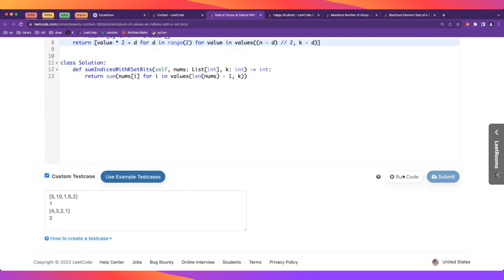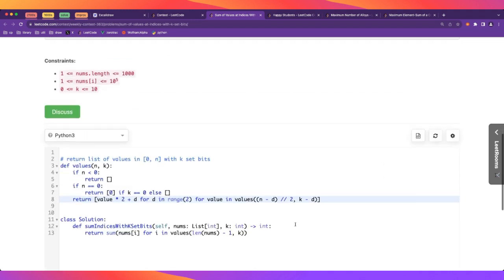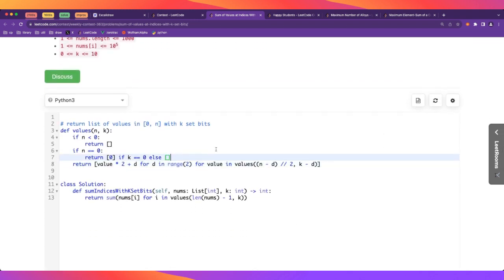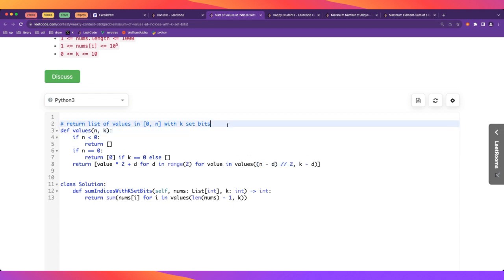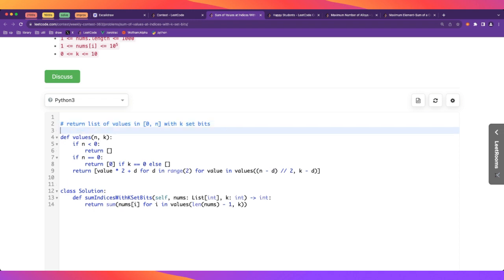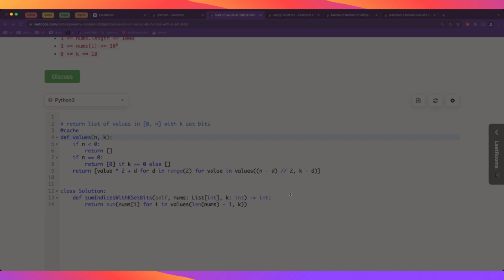And it works for the samples. So this is a little more advanced. This is similar to what we do in DigitDP. Digit backtracking, yeah, kind of like that. I guess you could memoize this. Yeah, you could.